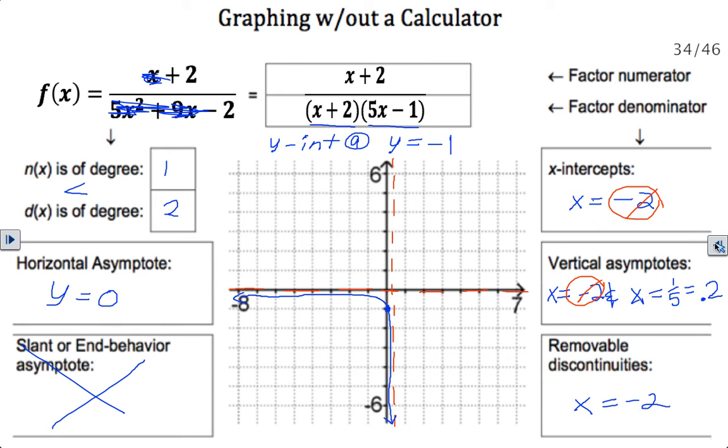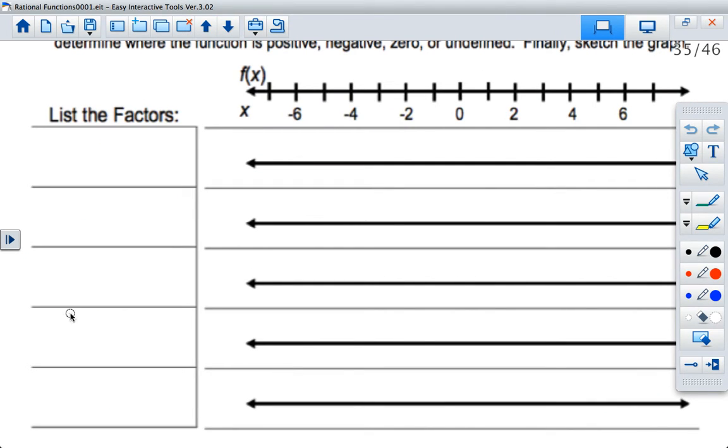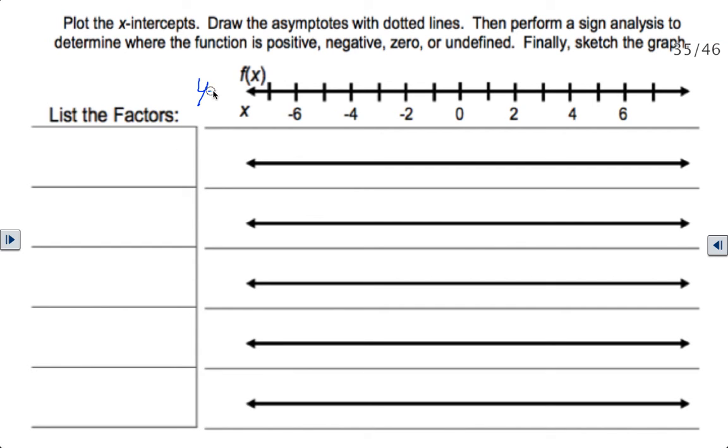In class, I am showing the students how to use the bottom part of the test, this right here. To do that, you just list where your horizontal asymptote is. In this case, it's at y equals 0. And then you want to list your factors. So basically, any x-intercept you have, any vertical asymptote, and any removable discontinuity.